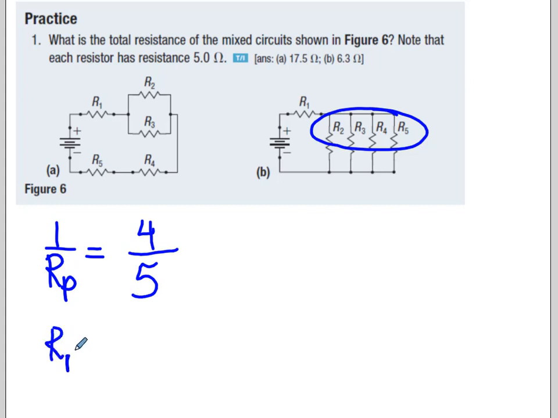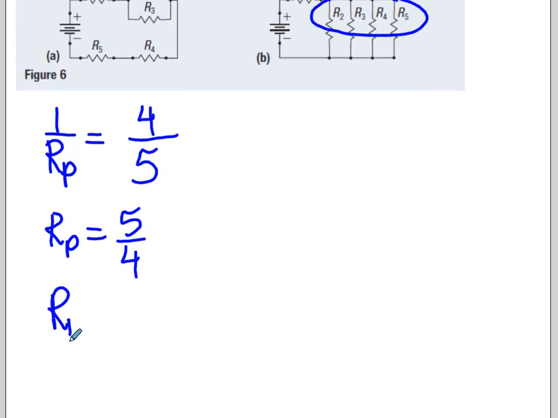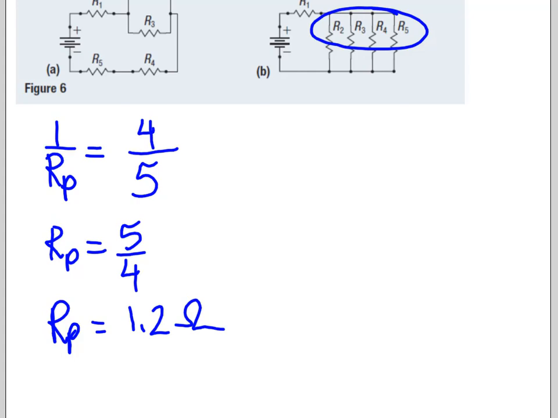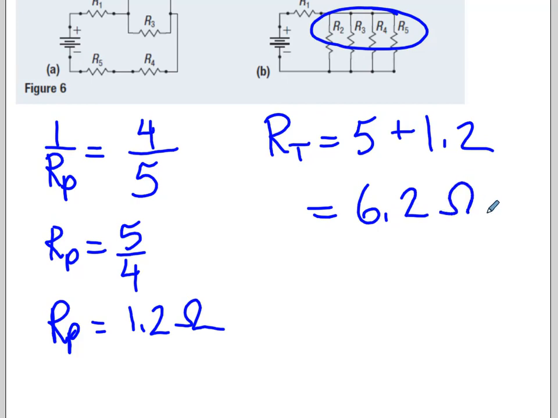Okay, so RP is equal to 0. Nope, not 0. Sorry, there, I almost made that mistake. Okay, this would be cross multiply 5 over 4. There we are. And so RP is equal to 1.2 ohms. Just double check my thinking there, make sure I'm good. 1/5, 1/5, 1/5, 4/5, flip it over, 5/4, I like that. Okay, and then R1 is 5 plus 1.2, so we should get a total of 6.2 ohms.